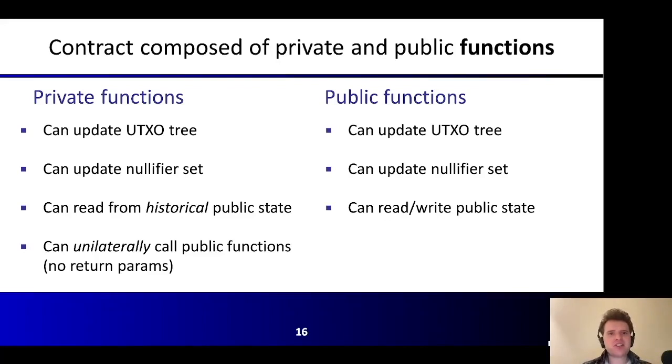And public function trees, technically you can update the UTXO tree with them, but given that all the data in this tree is going to be encrypted, you probably don't want to do that, because that requires leaking secret keys to a sequencer. Similarly, with updated nullifiers, you can do this, but it's public, so you probably don't want to. But the most important thing that a public function can do is it can read and write from public state.